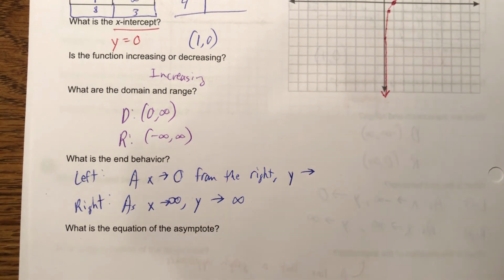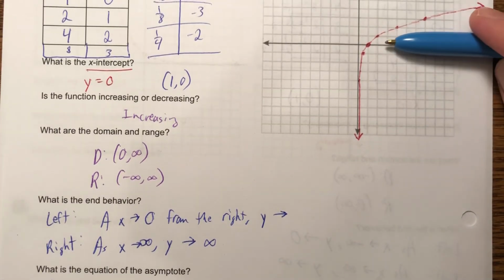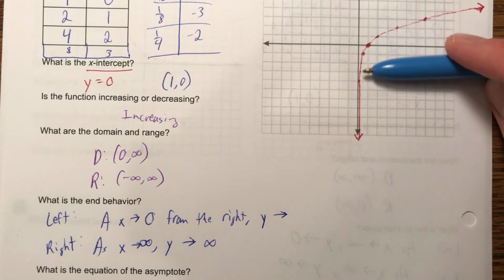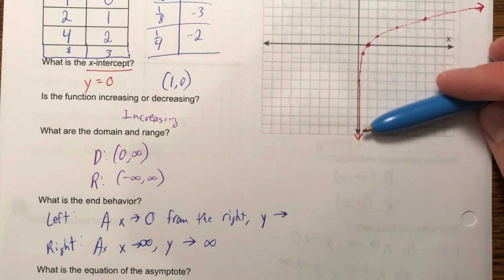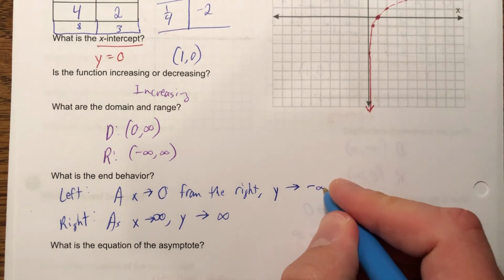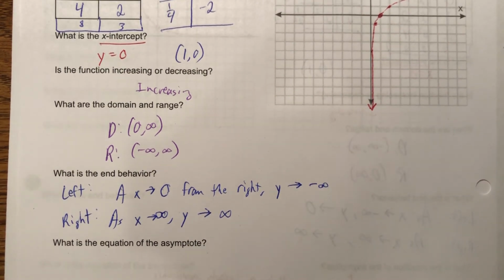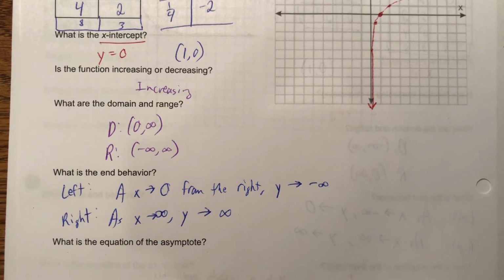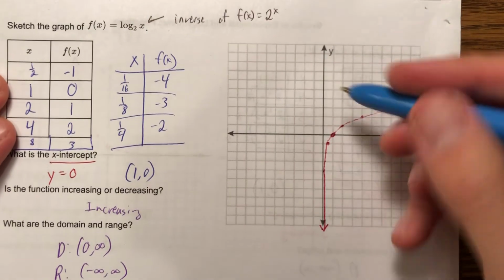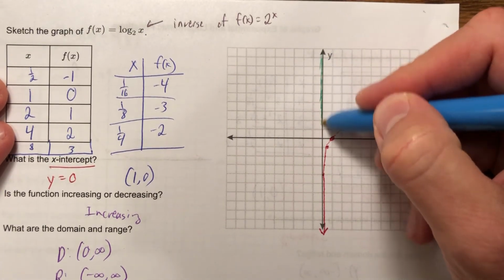y approaches, okay, let's think about it. As we get closer to 0, what's happening? The graph is going down, like way down real fast. So y approaches negative infinity. Okay, what's the equation of the asymptote? Where is the line that you get really close to but you never cross? That would be the y-axis, my friends.